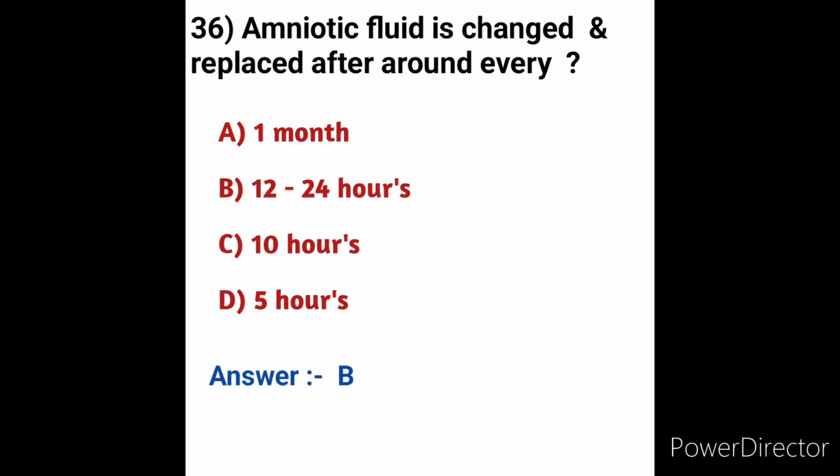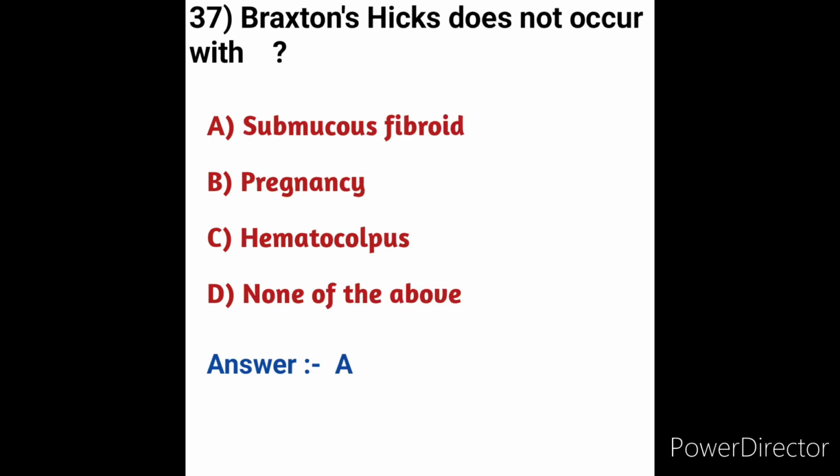Okay friends, it is sufficient to replace the entire amniotic fluid volume completely every 12 to 24 hours. Here option B is the correct answer. And also the amniotic fluid is changed and replaced around 20 weeks of gestational age. However, it is entirely replaced by fetal urine up to the third trimester. Here option B is the correct answer: amniotic fluid is replaced every 12 to 24 hours. Next move on to question number 37.